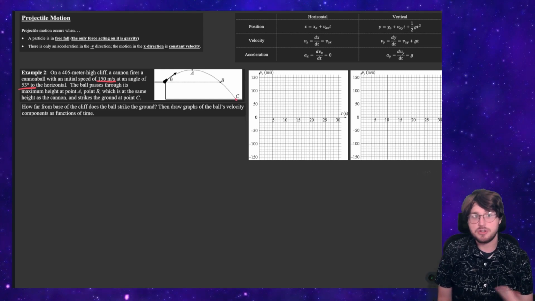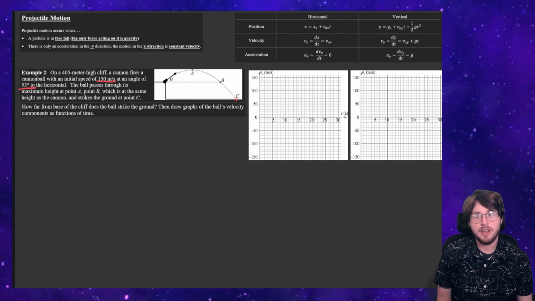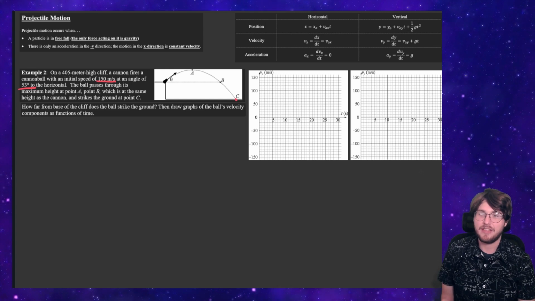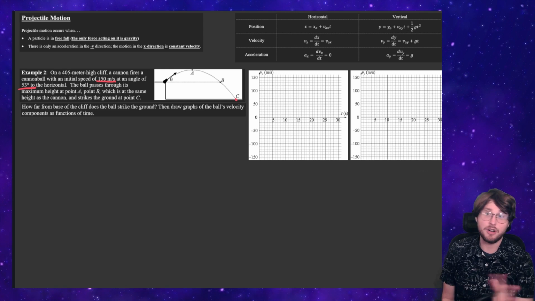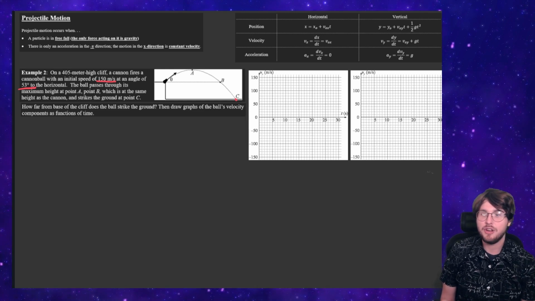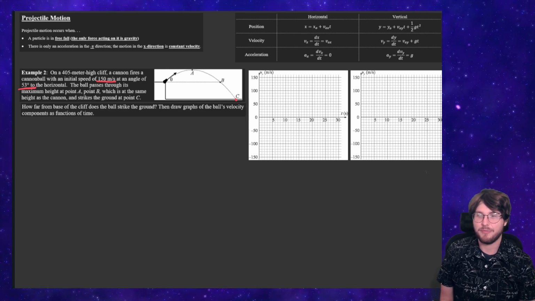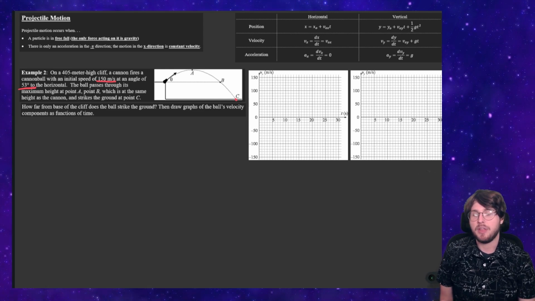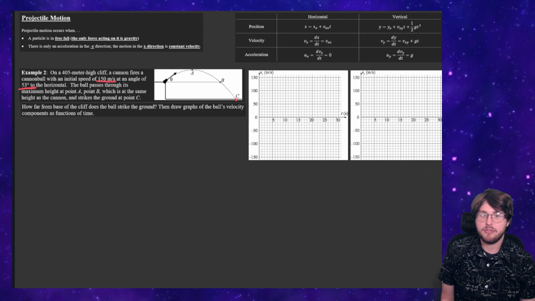Now you might be thinking we just solved for a range equation in a previous part. We cannot use that necessarily from beginning to end here. And that is because this is not a ground-to-ground projectile. Remember that the range equation and all of those equations, as a matter of fact, really only work for a ground-to-ground projectile. We can still use it at some point in this problem, however. And then we're expected to find graphs of the ball's velocity.